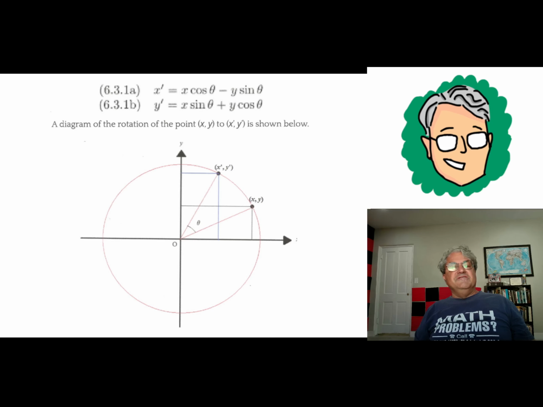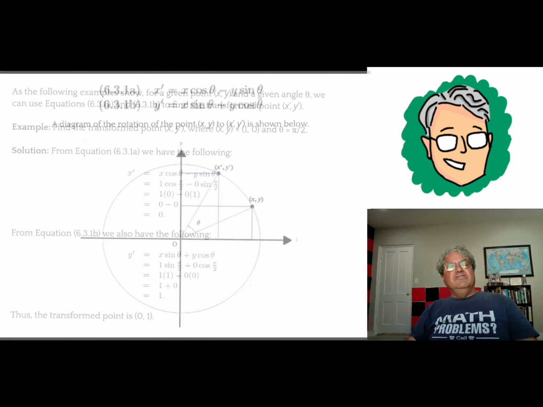Well, I think you can see geometrically you're going to get a point in the second quadrant. That means that x is going to be negative and y is still going to be positive. But you might wonder what the coordinates of that point are. Well, we can just plug in these formulas.